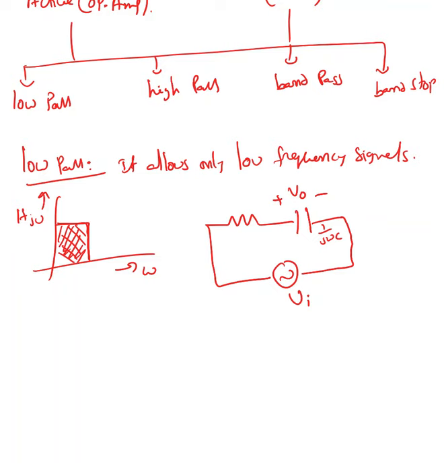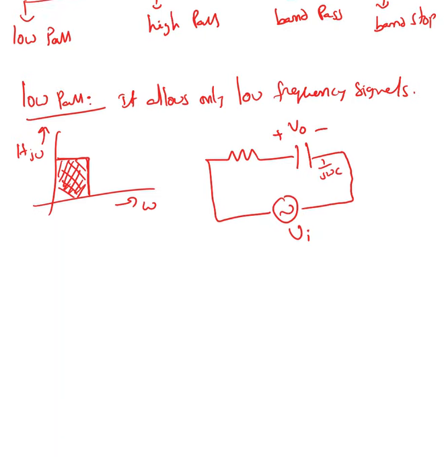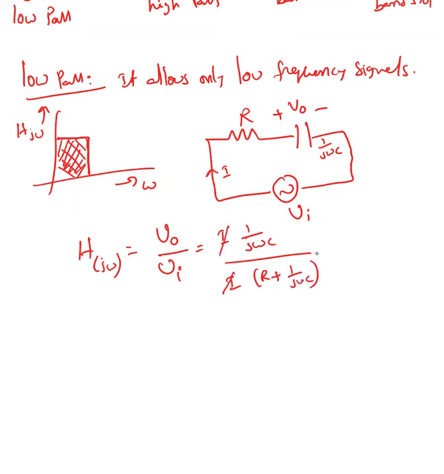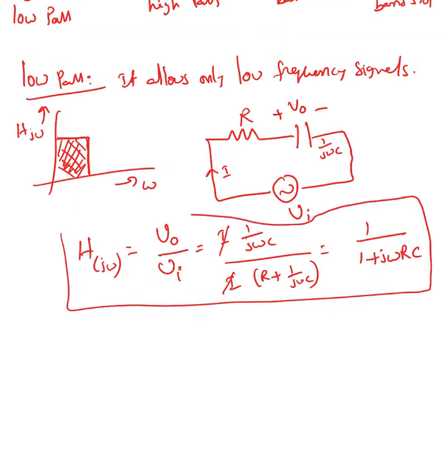Now, where do you find the cutoff frequency? I mean, at what point is the signal going to be cut off? In this case, I'm going to find the transfer function. The transfer function H(j omega) equals V naught over V in of j omega. Say a current I is passing through it. The output V naught equals I times 1 over j omega C, over I times R plus 1 over j omega C. The I cancels out, so I end up with 1 over 1 plus j omega RC. This is our transfer function for the given low pass filter.